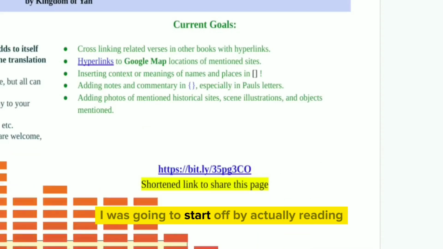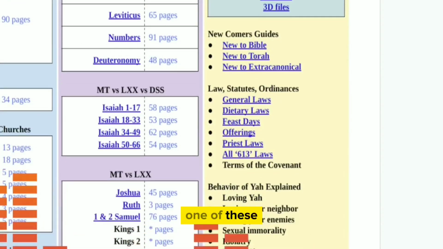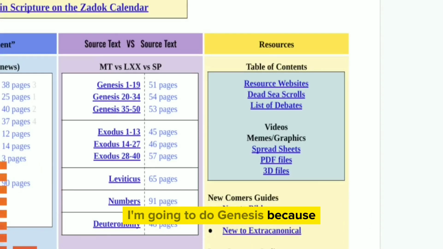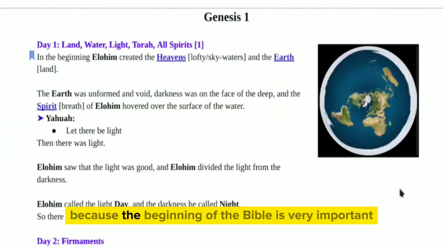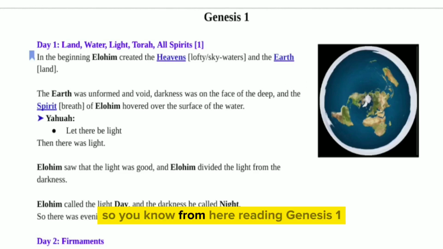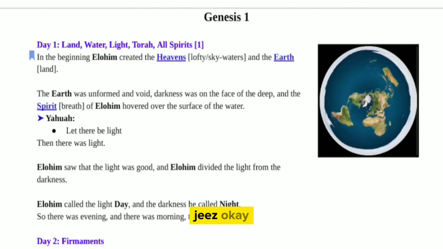I was going to start off by actually reading one of these. I'm going to do Genesis because that's the beginning. Because the beginning of the Bible is very important. Yeah. So, all right. As you're reading Genesis 1, you know that this is day 1, and then this is all that was created on day 1. And then on day 2, you have the immediate context, like, this is when the firmaments were made. Okay, hold on. I had to click something.